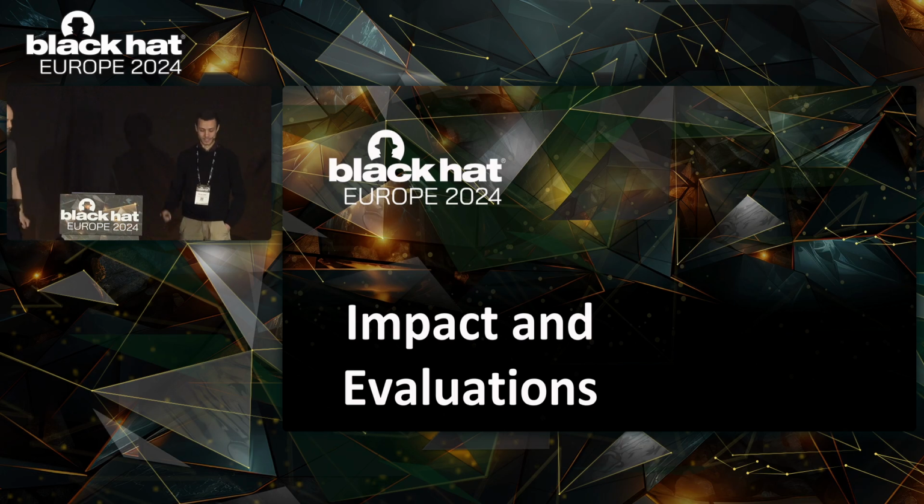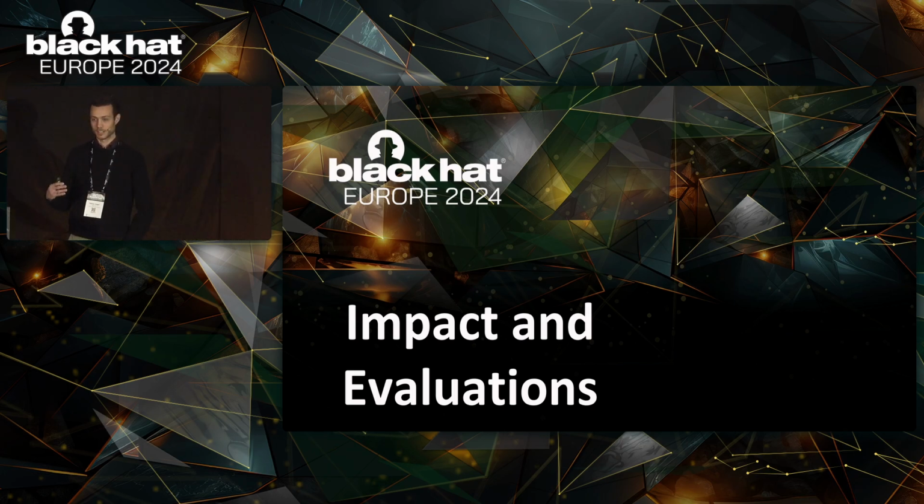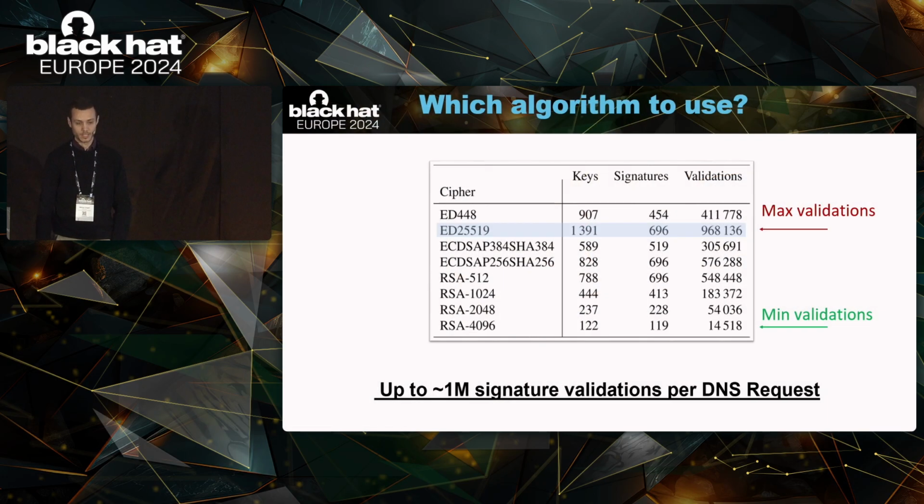OK, thank you, Elias. Right, so we have now seen how the attack works, how it exploits keys and signatures to cause a lot of load on the resolver. But now let's take a short step back and look at how we can maximize the impact of this attack. And for this, we have to look at the DNSSEC algorithms. So DNSSEC supports multiple different cryptographic algorithms. And since the size of the message is limited, it turns out that size actually matters here.